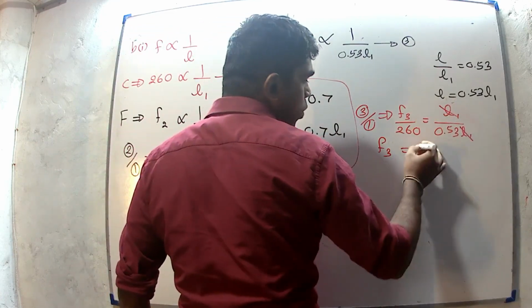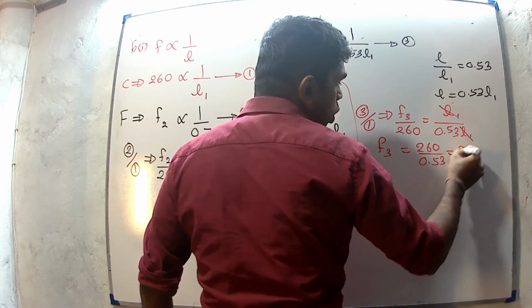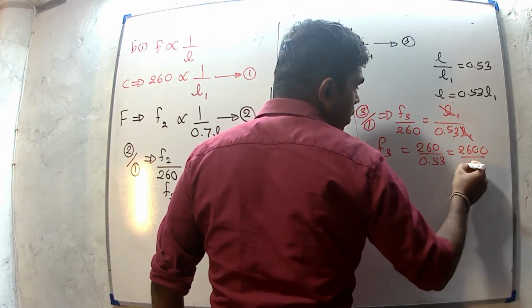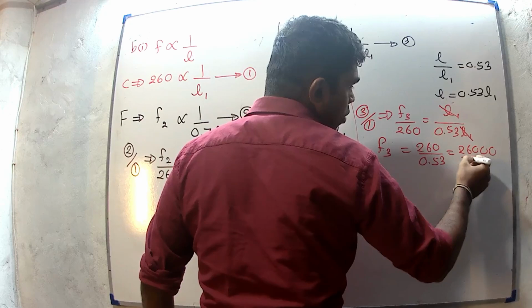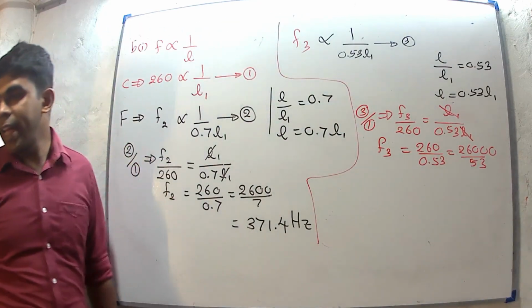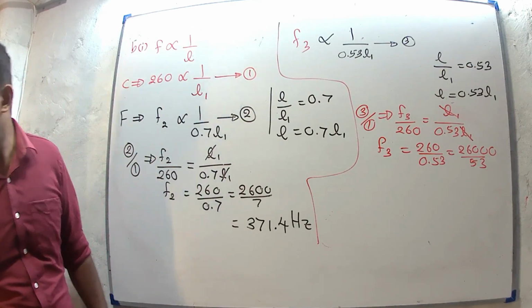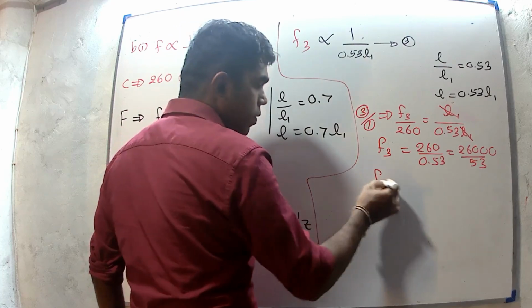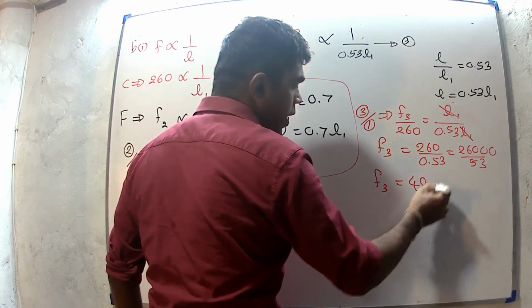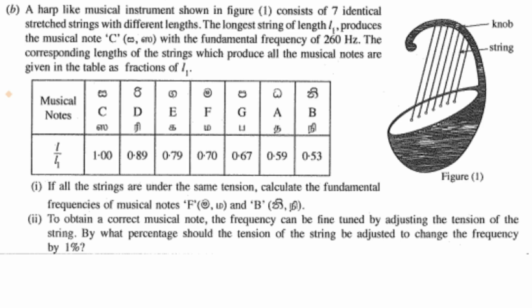Then we can get 260 divided by 0.53, 2600 divided by, 26,000 divided by 53. Then we can get the answer 490.5. The frequency is 490.5 Hertz. Now part 2.